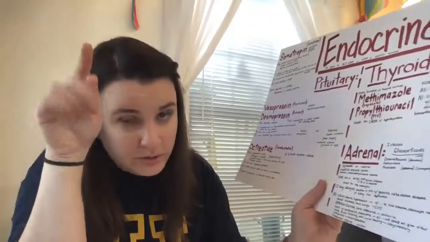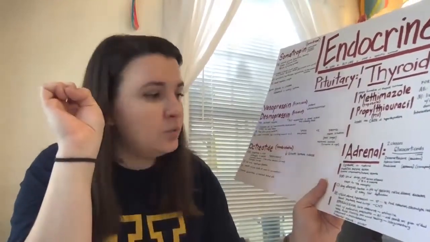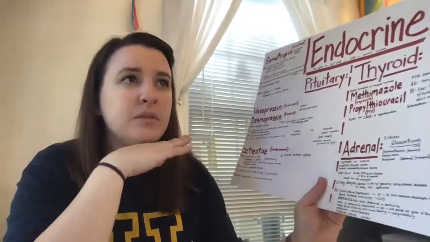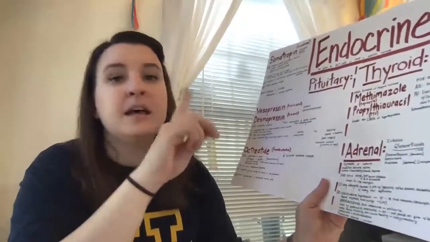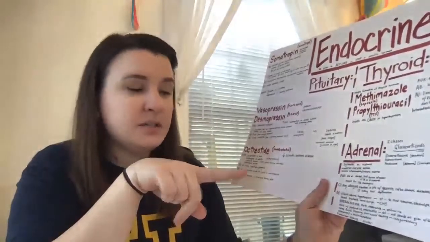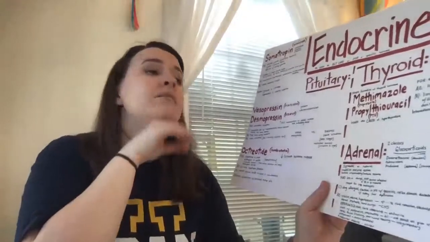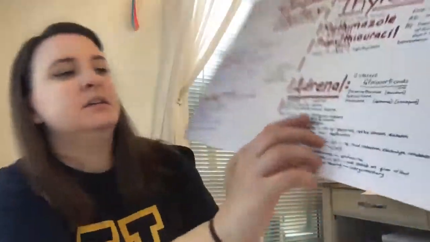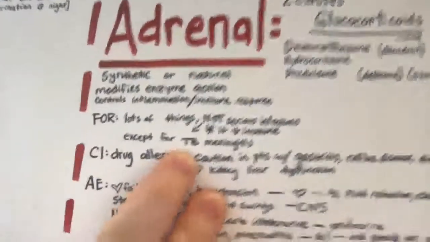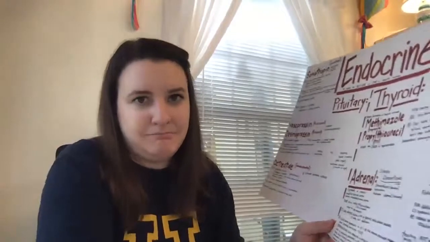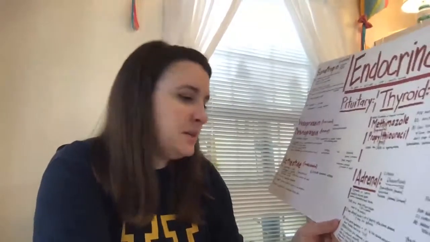A little exception to the rule is that they can be used for TB meningitis. So these drugs can be used for a lot of things, not serious infections because they decrease the immune system, with the exception of TB meningitis. So that's what that says. TB meningitis is the exception. I don't have a little star written by it, but just remember it can be used for TB meningitis.